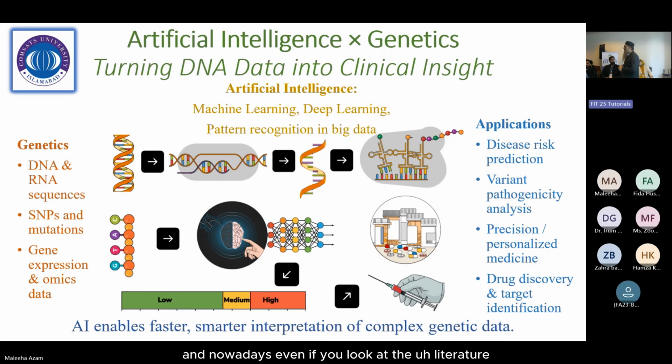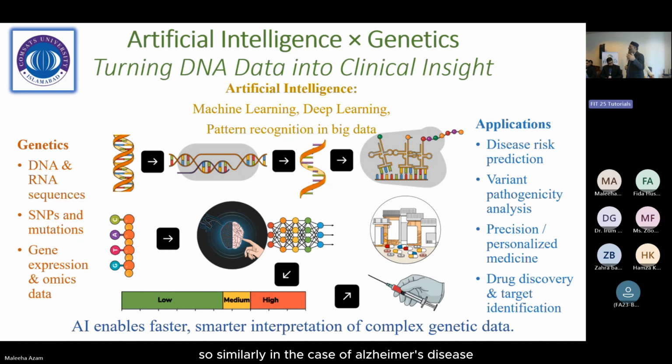And nowadays, even if you look at the recent literature, there are many publications which are reporting different variations that have been identified because of the genome data, combining this with AI. And then some babies who are affected with many different, very severe diseases, clinicians are securing their lives, and even based on that data, they are also applying it on other individuals.